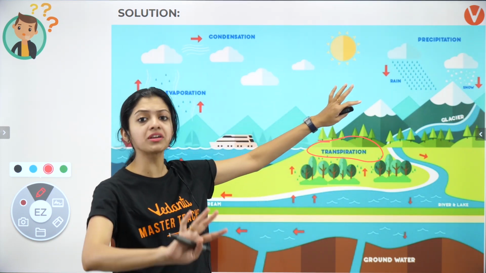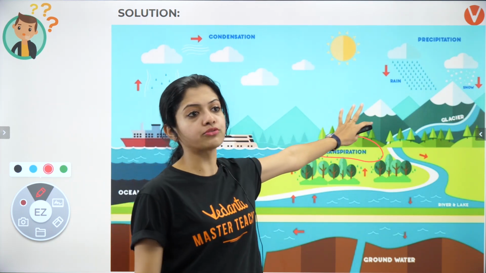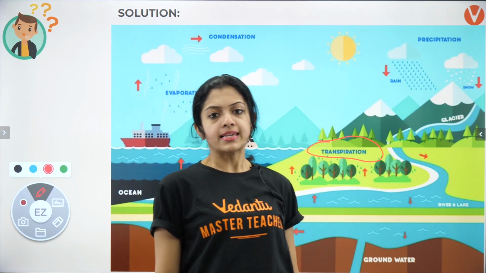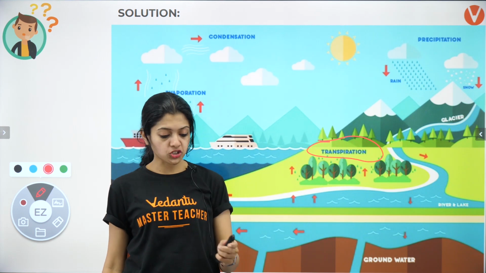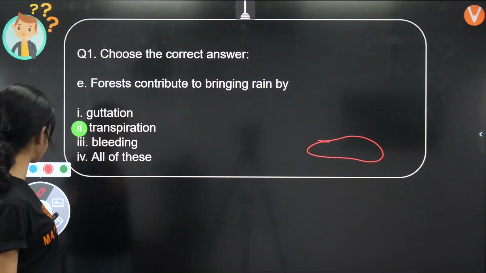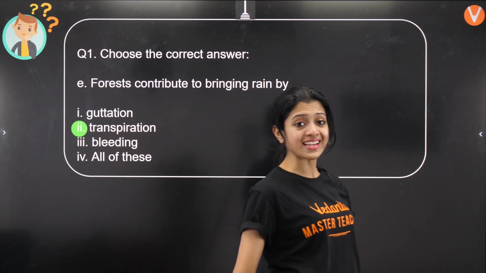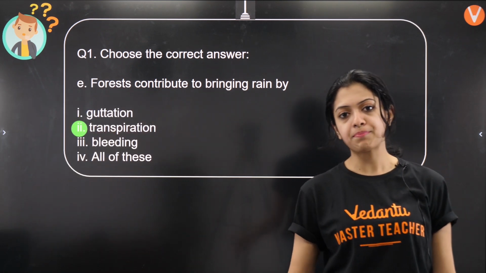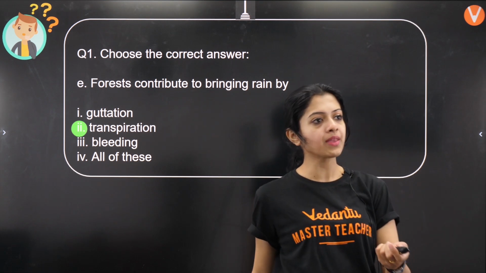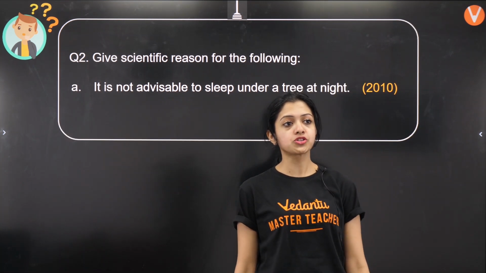In most parts of our country, it is in the form of rain, right? Yes, so that is what transpiration helps with, and hence our correct answer here is also transpiration, because it adds to the water vapor content in the atmosphere. Okay, and now let's go to question number 2.